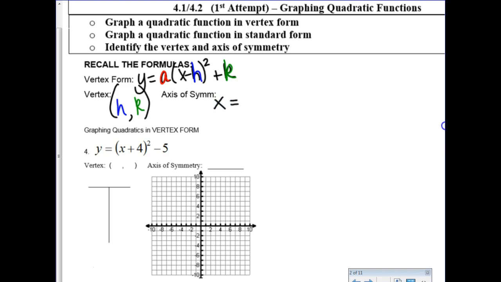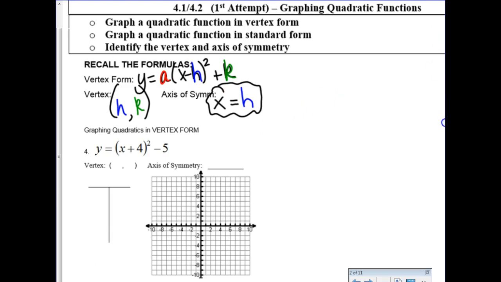So for these guys, the easiest notation you can come up with is x equals h. Now please, please, please be careful that when I ask you for axis of symmetry, you are giving me a line equation. So x equals whatever that value is. If you just write down like -4, that's not going to be counted correct.